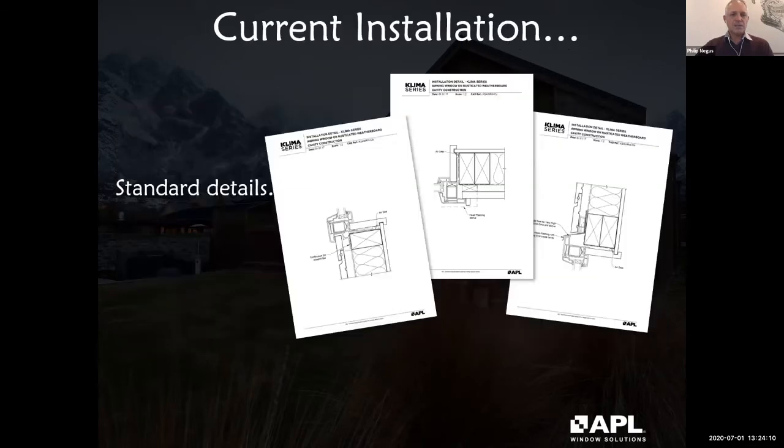This is the range of standard current installation details. This is actually showing the Climber product in an over cladding, over cavity situation. So these are our E2 compliant details at the moment.